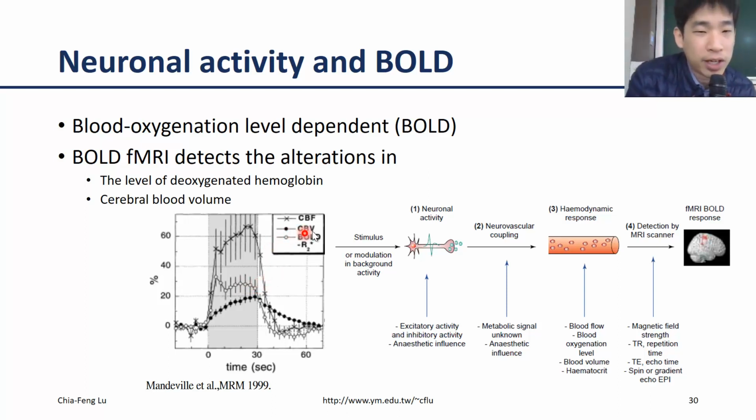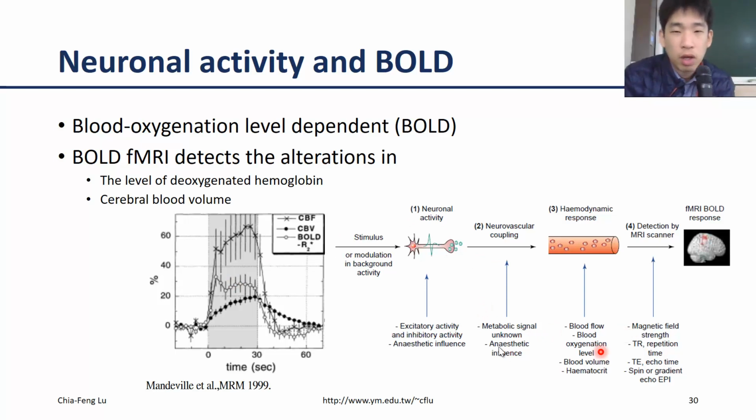And the final one is the blood volume right here. You can also see the changes, but the blood volume is a less sensitive one. It's not as good as the BOLD signal or blood flow. So I think right now blood volume is not one of the indicators or biomarkers that we normally use to probe the brain activation. I think the BOLD signal or blood flow are the better ones.